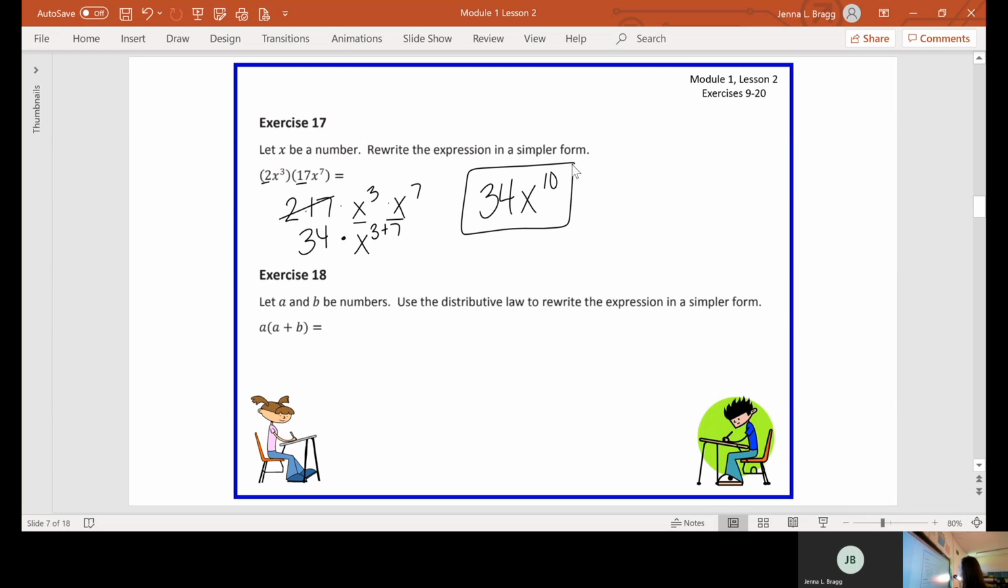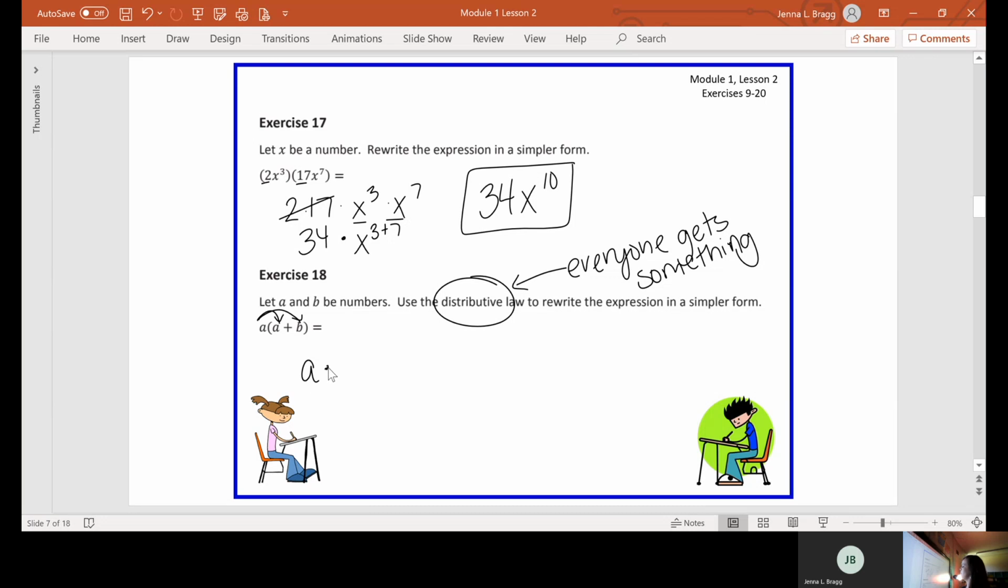Exercise 18. Remember from last year, using the distributive property. That means everyone gets something. Everything inside the parentheses gets one of what's on the outside. So I'm going to distribute my A to the A and the B. So I end up with A times A plus A times B.